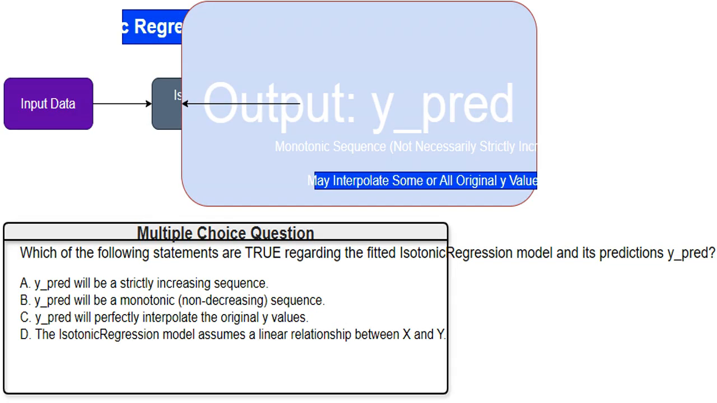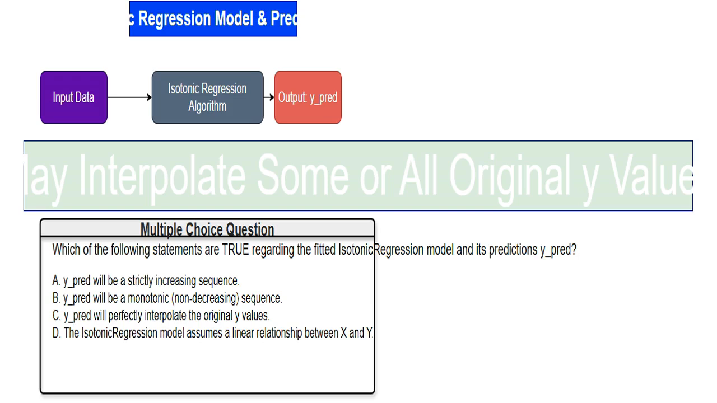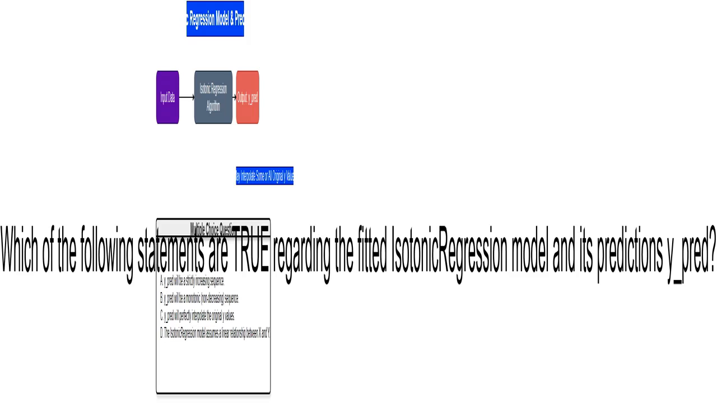This is what the algorithm predicts for Y based on the X values. It's the result after applying the isotonic regression. Interpolation means the predicted values, y_pred, might exactly match some or all of the original Y values. It doesn't have to hit every point perfectly, but it aims to create a smooth, non-decreasing line through the data. This is the core question, testing my understanding of how isotonic regression works and what it produces. I need to analyze the properties of y_pred based on the algorithm's characteristics.